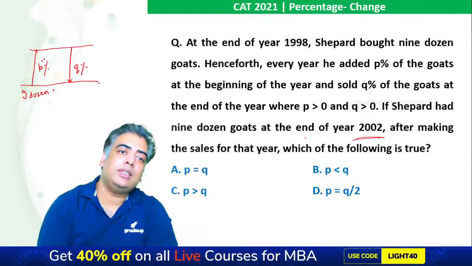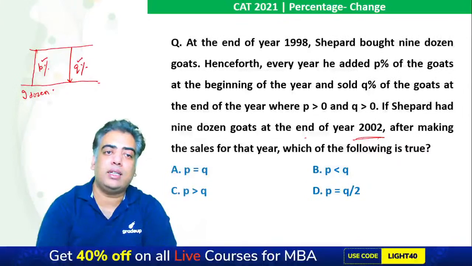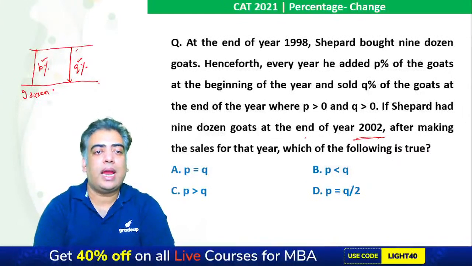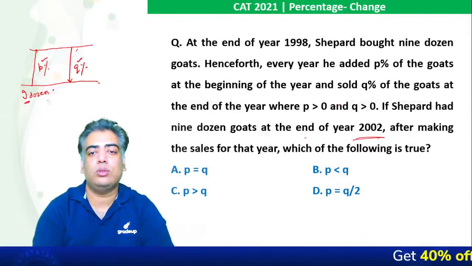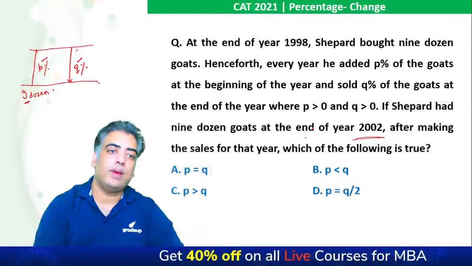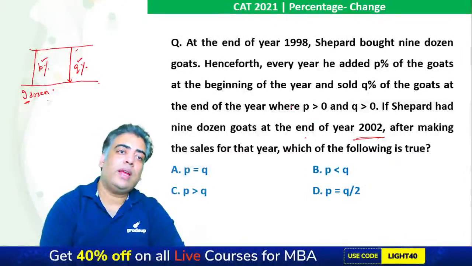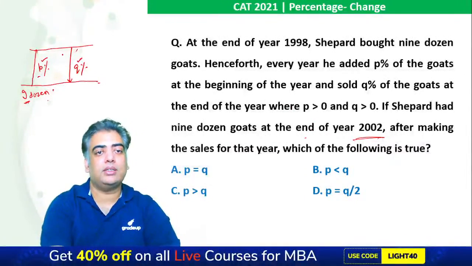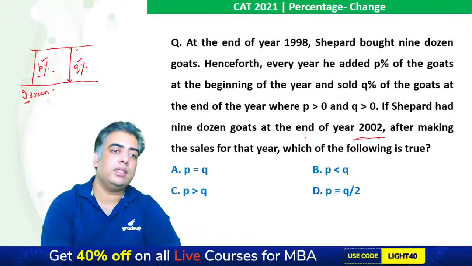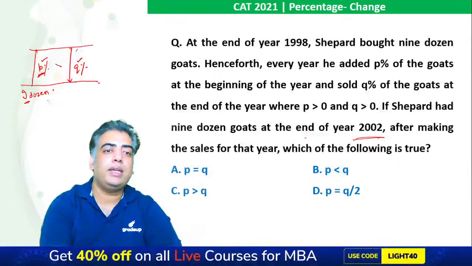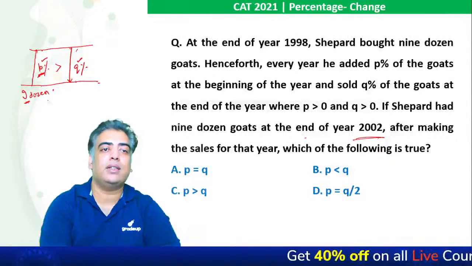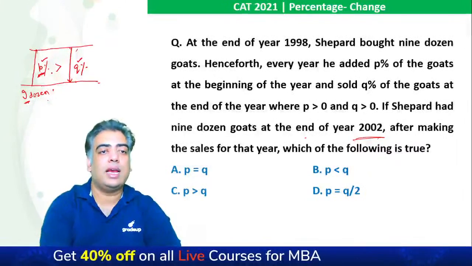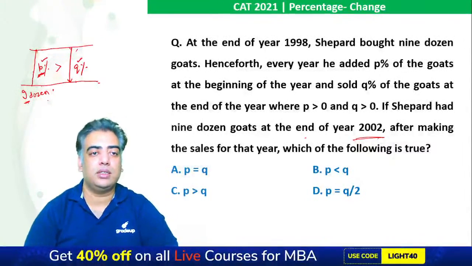If you keep increasing value by P% and decreasing Q%, it must end at 9 dozen every year. Only then at the end of 2002, again it will be ending in the same value, 9 dozen. So if I increase a value by some percentage and decrease it by some percentage, the first percentage increase, which is P, must always be greater than Q, because the value of your base has increased. So the percentage decrease has to be less than the initial percentage increase.